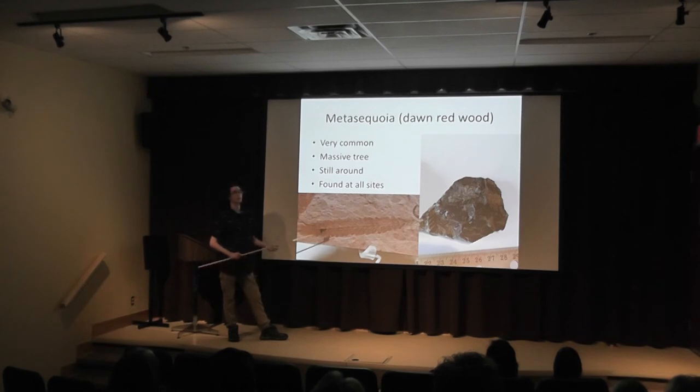A very common plant fossil found in many parts of British Columbia, including Princeton, is metasequoia, or as we most likely know it, dawn redwoods, which are still alive today, actually. And these are from massive trees with needle-like leaves. And they can also be found in areas of the lower United States, Mexico, and Asia.